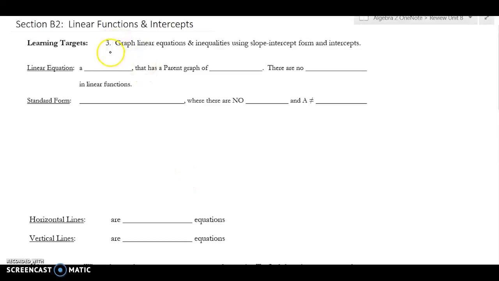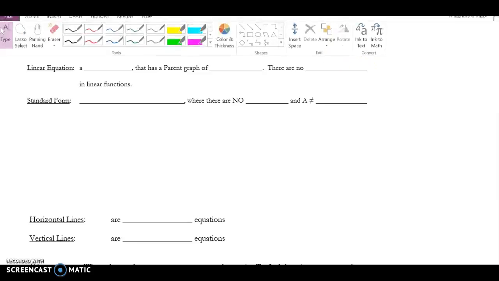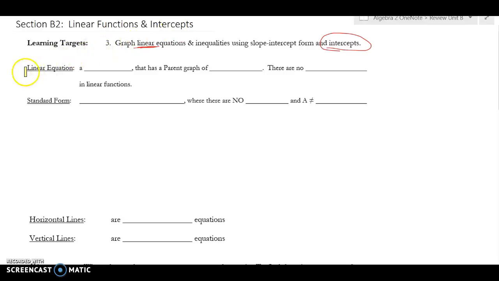All right, what we're working with today is linear functions and intercepts. We're going to start graphing linear functions using slope-intercept form and intercepts. Today, we're just focusing on intercepts. So the first thing we need to know is some of the vocabulary. A linear equation is just a line. And the parent graph is y equals x.